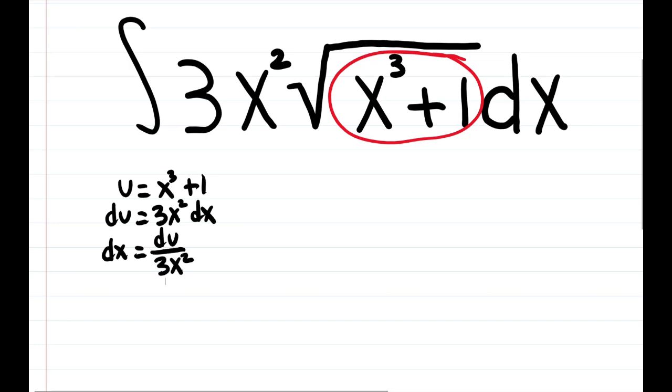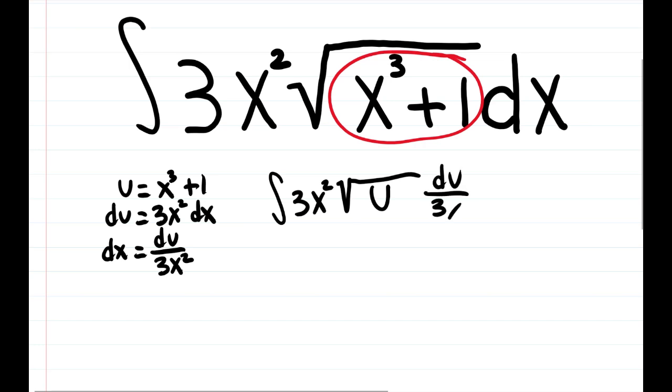So now we can rewrite our integral. The integral of 3x squared times the square root of u, as we defined x cubed plus 1 to be u, du over 3x squared. And so as we can see, this worked, as now we can eliminate the 3x squared, which was our remaining term. Now we're left with the integral of the square root of u du.